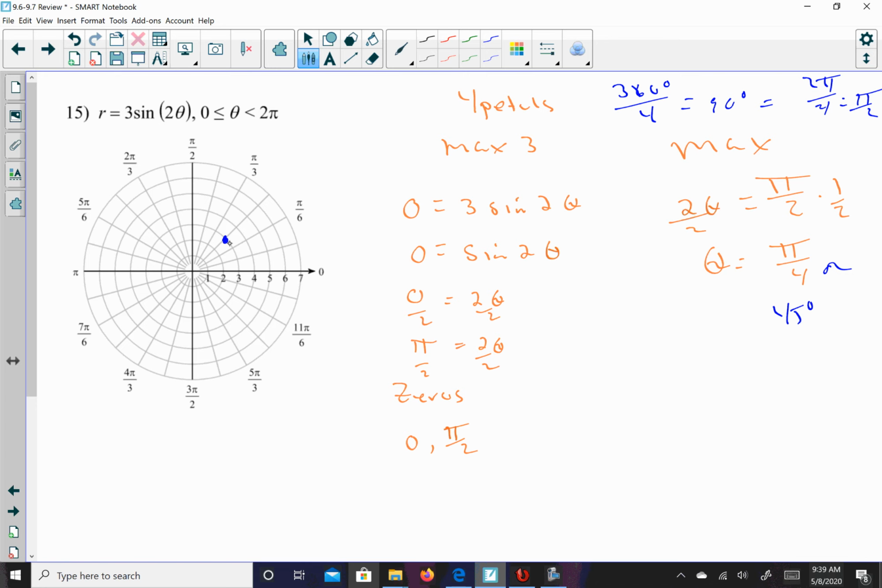Left and right match, so I could just hop it over here, or if I add 45 plus 90, I'm going to get 135. Add 45 again, you're going to get 215. Add 45 again, and you're going to get 3. And there are going to be my 4 petals.